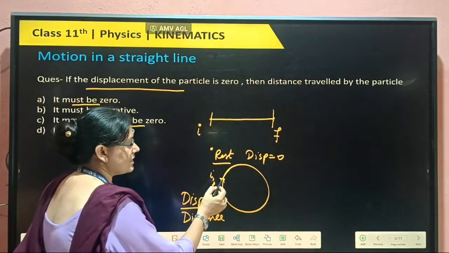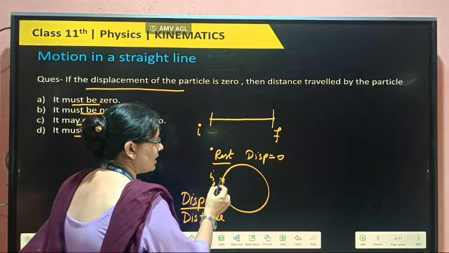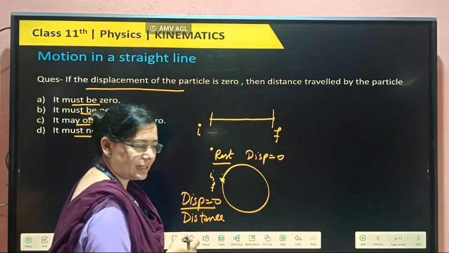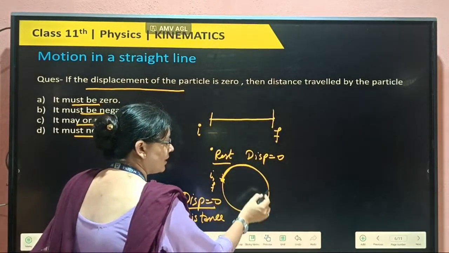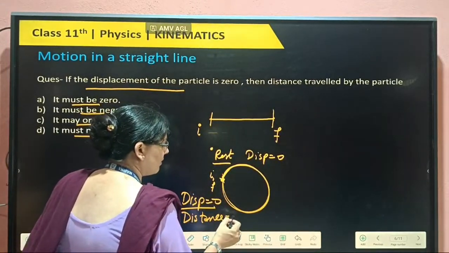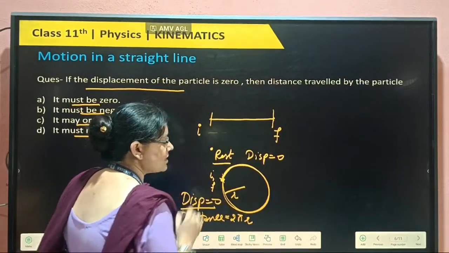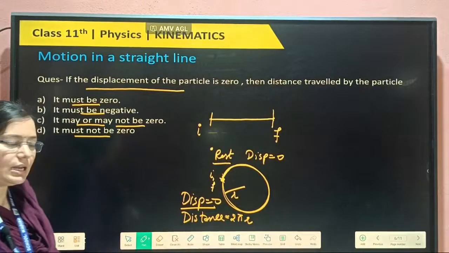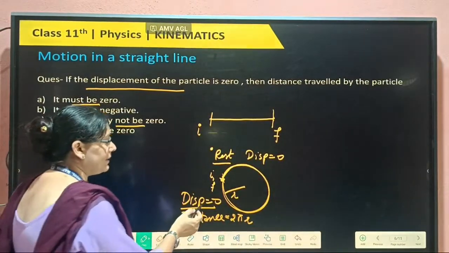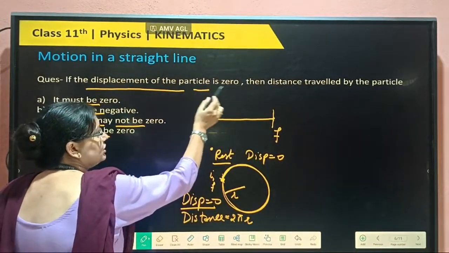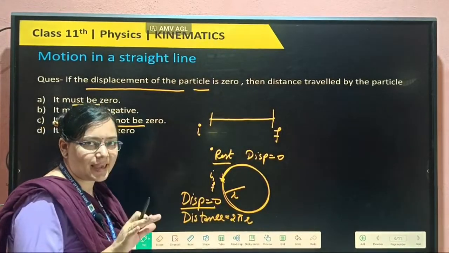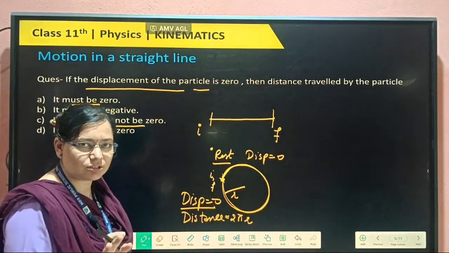No, no, because here the distance is the total path covered from here to there. So the total path will be equal to 2 pi r, if r is the radius of this circle. So we can write that the displacement of the particle is 0, but distance may be 0 or may not be 0, that depends.